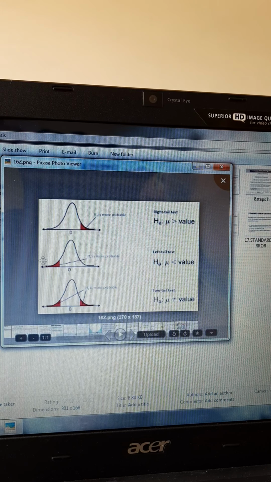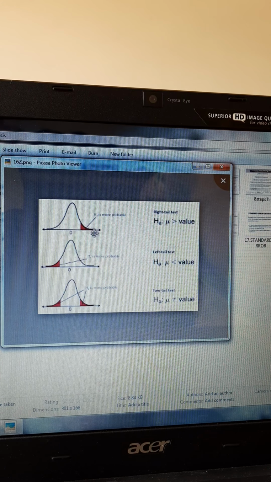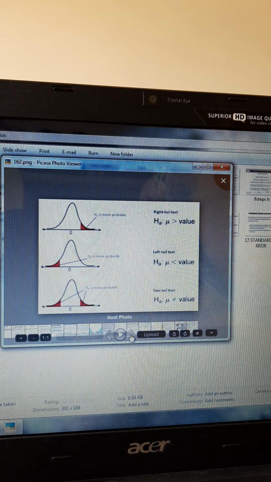Again, you remember this diagram. This will clearly explain whether it is unidirectional positive, unidirectional negative, or neutral. There is no direction mentioned in the hypothesis.